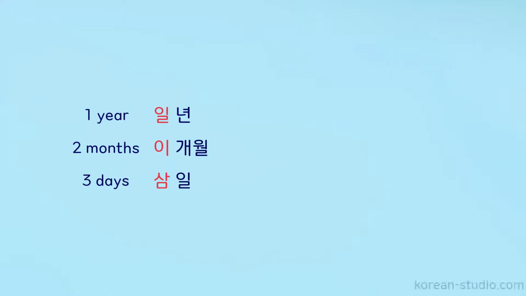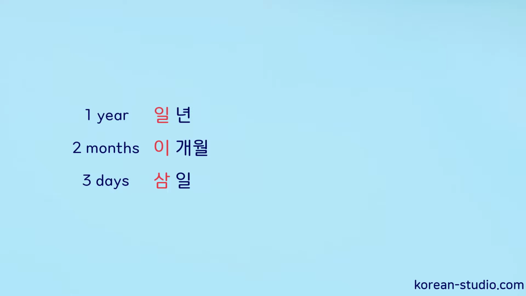Now, as we have seen with time, not everything in Korean is counted with native Korean numbers. Similarly, when we count years, months, and days, we can use Sino-Korean numbers. So 1 year is 1년. 2 months is 2개월. And 3 days is 3일. So we use the counter words 년, 개월, and 일 with Sino-Korean numbers to count years, months, and days.